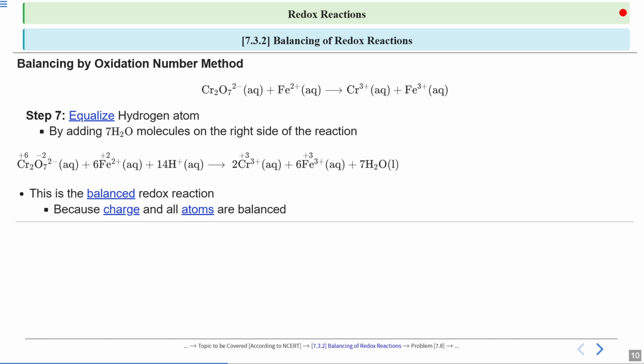Right now, we have considered the example for the acidic medium. In further slides, we will also consider one example for the basic medium.